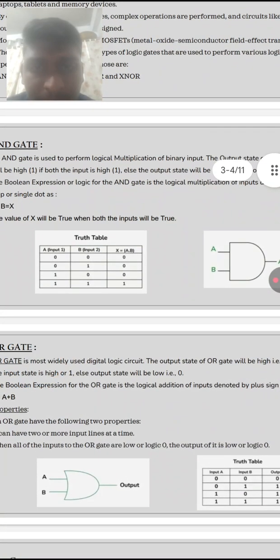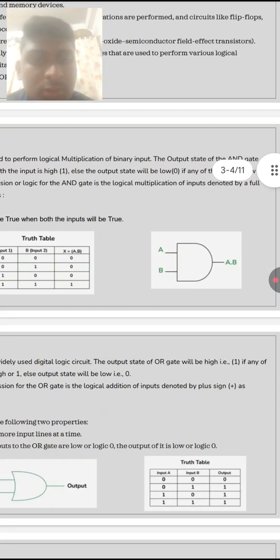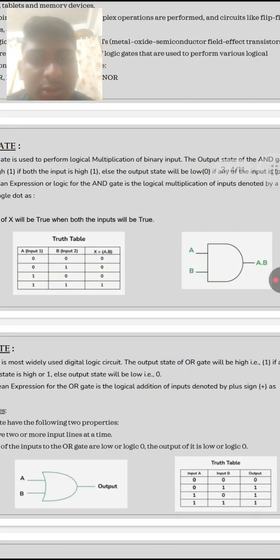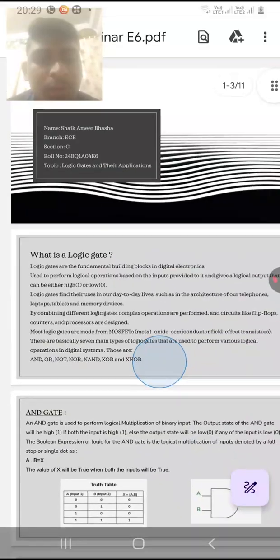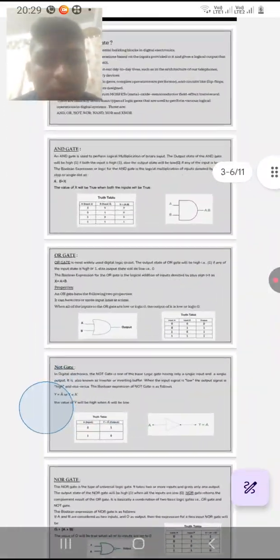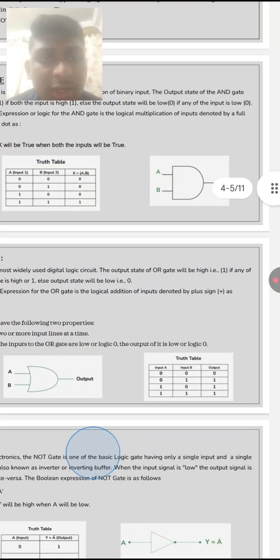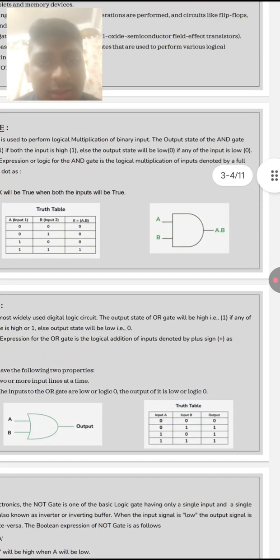The value of X will be true when both the inputs are true. Example: A is an input, B is an input, X is equal to A into B. 0 into 0 is 0, 0 into 1 is 0, 1 into 0 is 0, 1 into 1 is 1. Then we can see the diagram clearly.